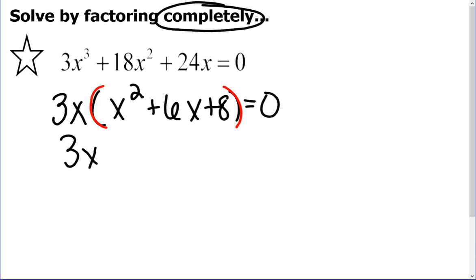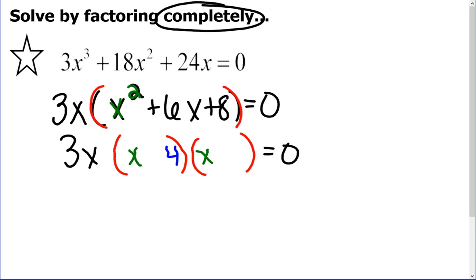So 3x times, let's factor this. We know x times x will give us x squared, so first times first. And then 8, I don't know, it could be 8 and 1 or 4 and 2, but we need it to add to 6x, so we know it's going to have to be 4 and 2. Okay, multiply to a positive 8, add to a positive 6, that means they both have to be positive.